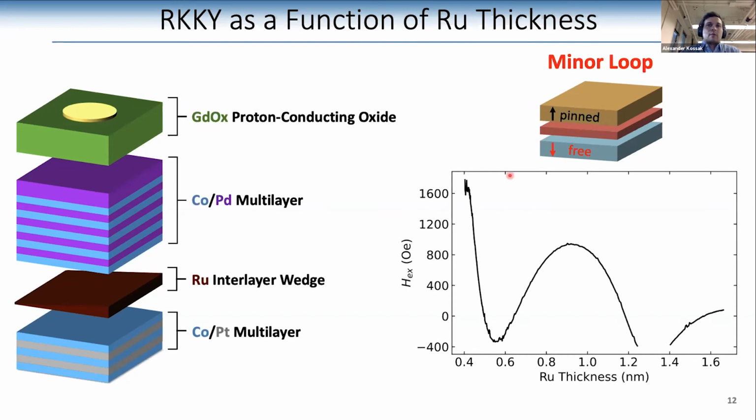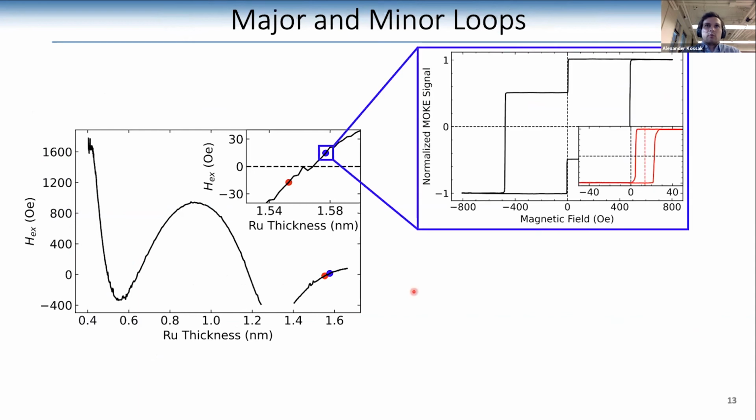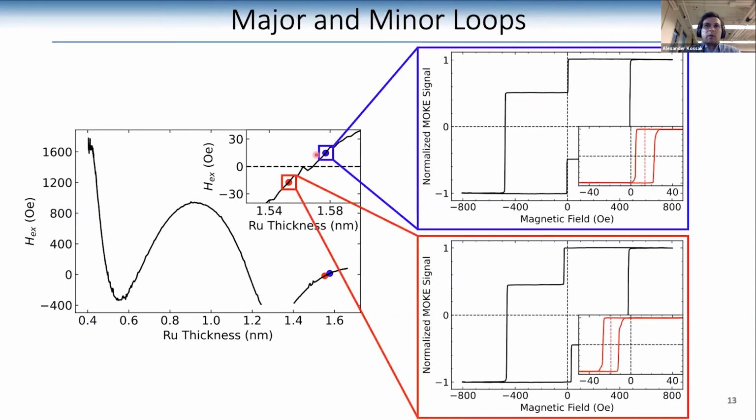We can quantify those minor loops as a function of the ruthenium thickness and see our classic oscillation of the RKKY coupling for different ruthenium thicknesses. It's decaying as the ruthenium thickness increases and oscillates between antiferromagnetic and ferromagnetic. And we can pick out two individual points along that wedge, where we have anti-ferromagnetic coupling in the top blue loop and ferromagnetic coupling in the top red loop, and collect both major and minor loops.